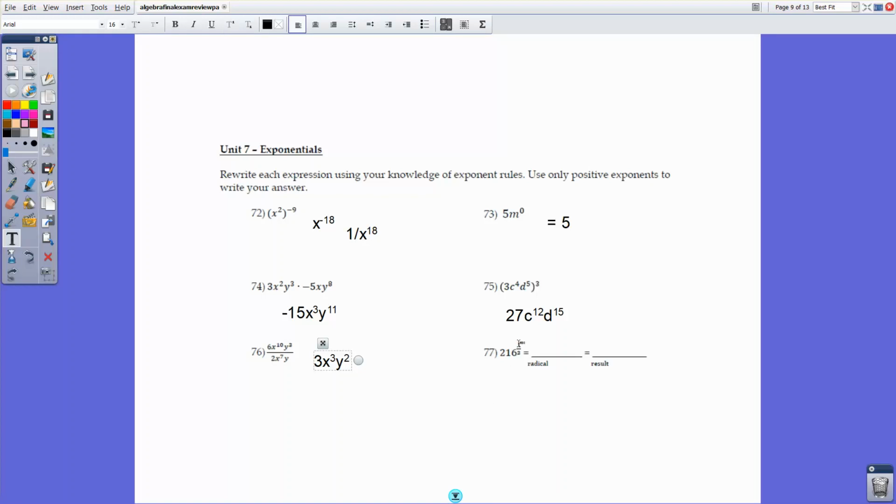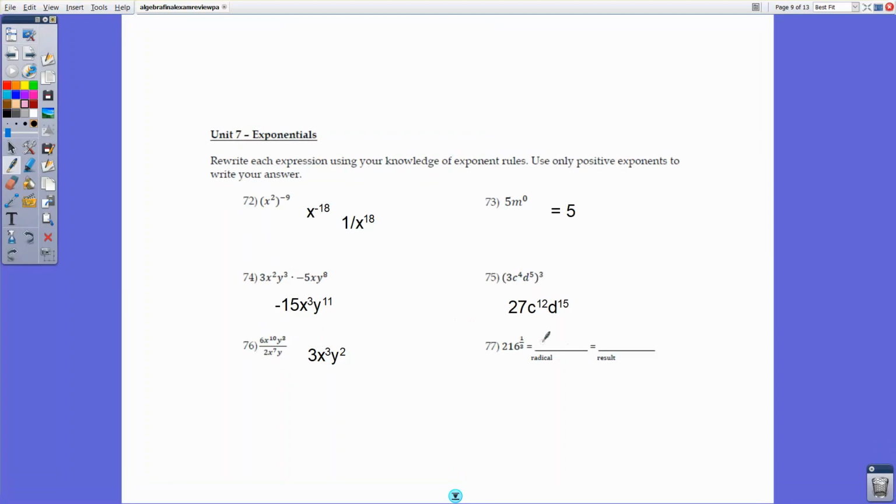So 216 to the 1/3 means that we're going to be doing the cube root of 216. So writing that in radical form would look like this. And then we would write an index of 3 right here. I should switch to my thinner pen, but that's okay. So the cube root of 216, what number times itself 3 times is equal to 216? The answer is 6. Okay?